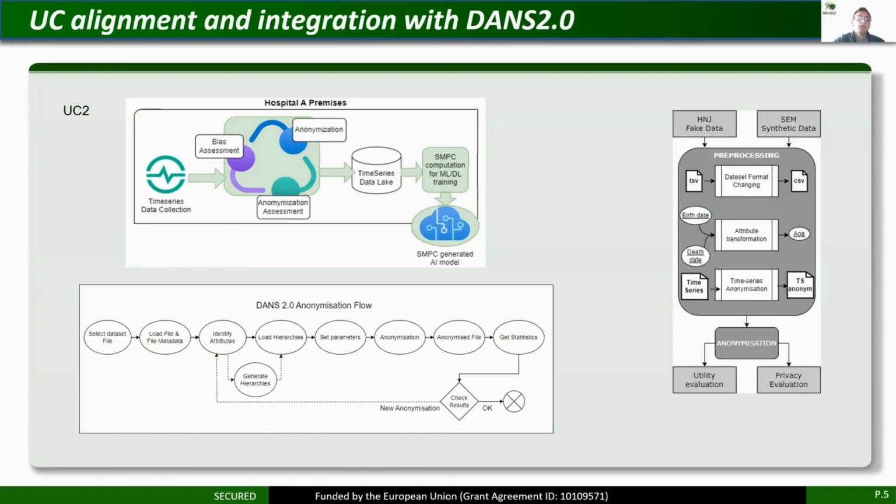If we see it in a more detailed way, the DANS service, we can see that it involves different tasks like selecting a data set, then loading that file with metadata. It allows us then to identify different attributes, hierarchies, and set which parameters we want to anonymize and which we don't. And then get some statistics to see if the results of the anonymization were successful or not, and to keep going to the next steps.